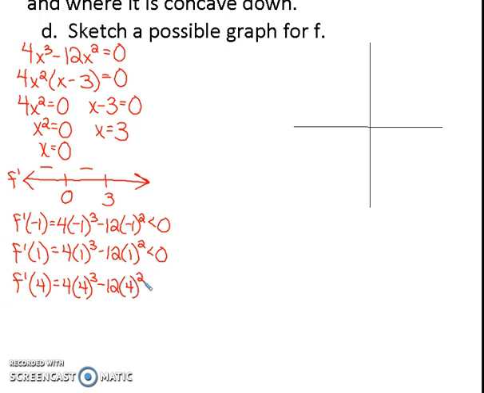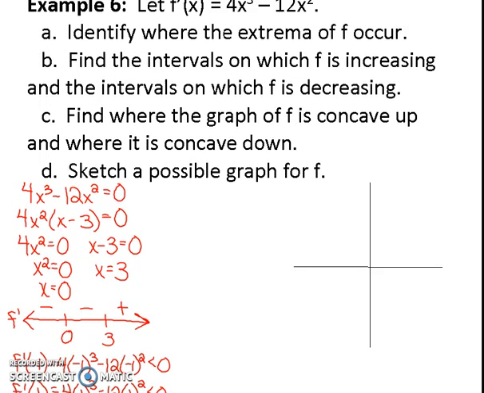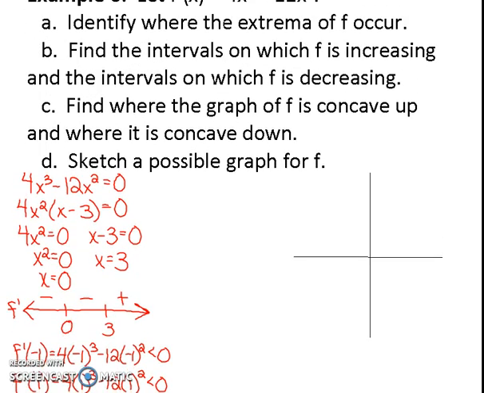And then that is 4. We would end up with 4 times 64, and then we would subtract from that 12 times 16, and we would end with 256 minus 192, which would be a positive number. So the derivative does actually change signs at 3. So what that tells me, going back up here, the extrema would occur at x equals 3. Notice I can't give you a y coordinate because I don't have an original function to substitute 3 into. So the best you can do there is to give the x coordinate.